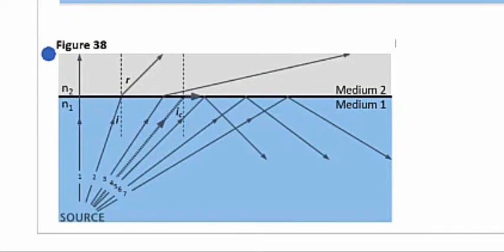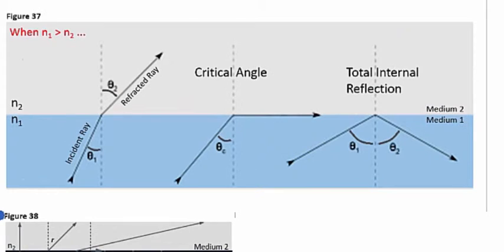For angles of incidence beyond the critical angle, such as light ray 5, 6, or 7, there's no refracted ray, and all the light is reflected at the boundary surface. Let's sum up the conditions needed for total internal reflection and the critical angle. Take note, as this is important.